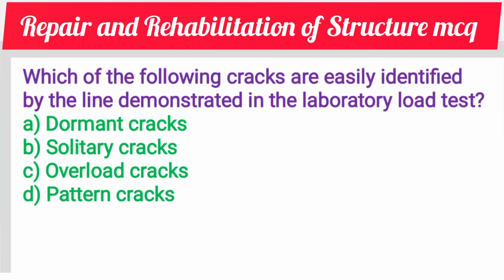Next question, which of the following cracks are easily identified by the line demonstrated in the laboratory load test? Option A, dormant cracks, option B, solitary cracks, option C, overload cracks, option D, pattern cracks. So the correct answer is option C, overload cracks.